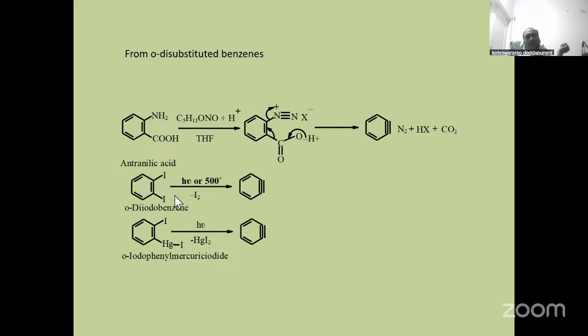Ortho-diiodobenzene, under photochemical condition or under pyrolytic condition. 500 degrees centigrade is generally known as pyrolytic conditions. Or in the presence of light, it eliminates the iodine from the molecule and leads to the formation of benzyne. A simple benzyne is generated. Similarly, o-iodophenyl mercuric chloride or mercuric iodide under photochemical conditions leads to the formation of benzyne.